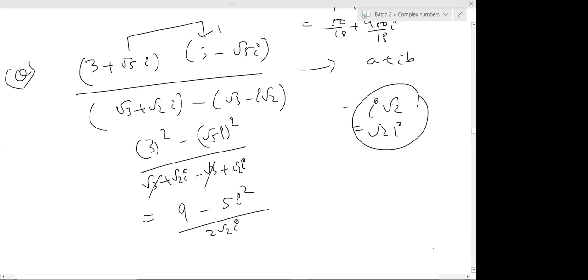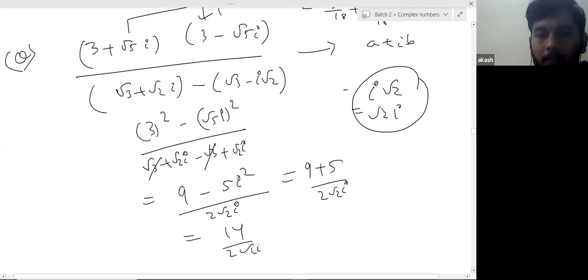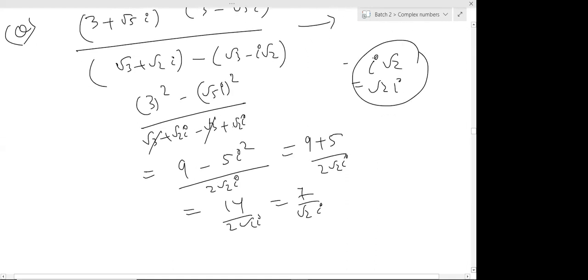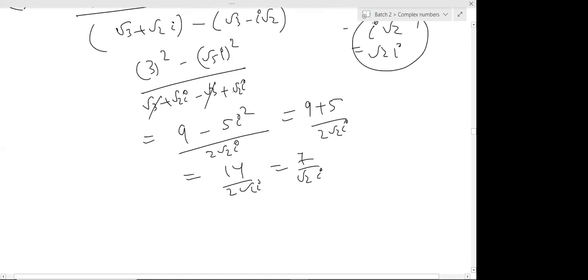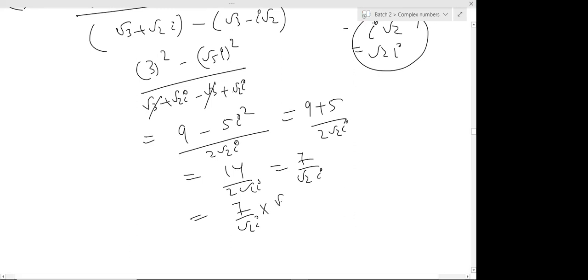So we have 2 root 2 i. 9 plus 5 by 2 root 2 i, so we have 14 upon 2 root 2 i. So this is 7 upon root 2 i. Then you can multiply 7 by 2 root 2 i into, what should I multiply here? Root 2 i. Yes. Okay.